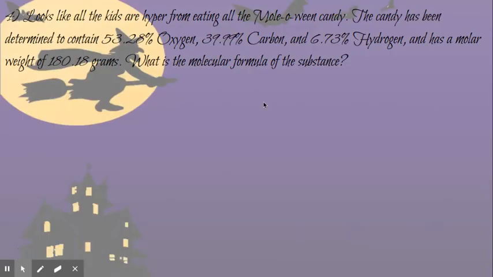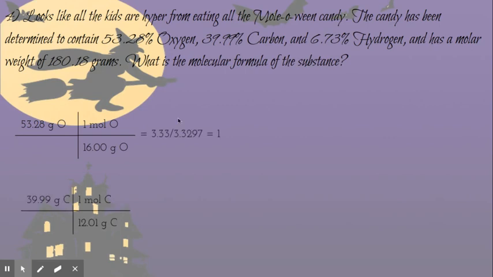Okay. Problem 4. So it's Halloween, everyone's eating candy and they got all hyper. So they want us to find the molecular formula of the substance that is in the candy the kids are eating. So we're given the percent of oxygen, carbon, and hydrogen in it, and we're also given its molar weight. So to find the molecular formula, you first have to start out with the empirical formula. And to do that, you have to bring percent down and write it as grams. Then you can bring grams to moles.